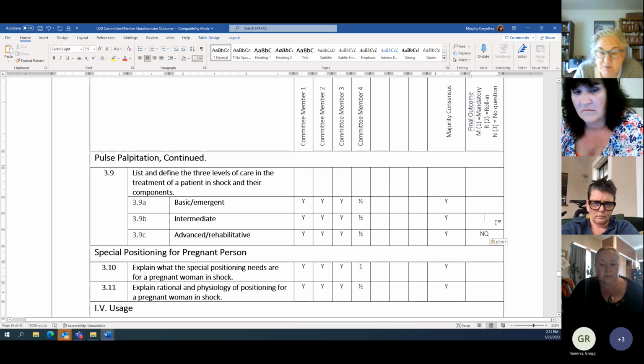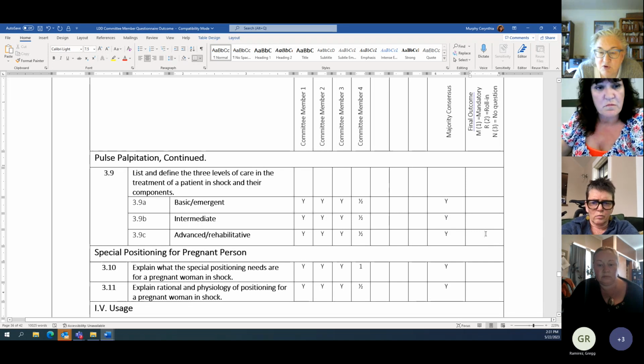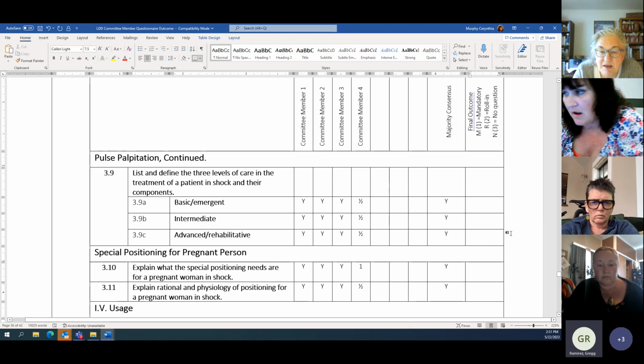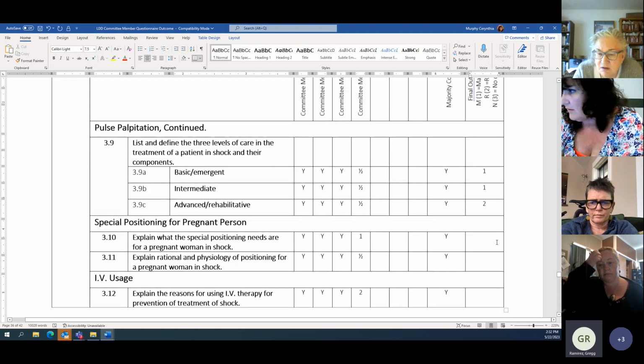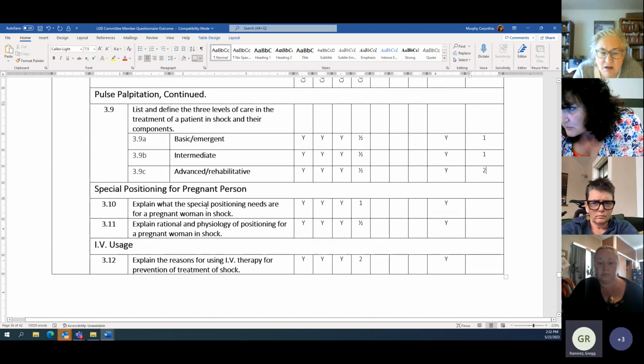So that looks like people really like, well, I don't think that advanced is no. Oh, okay, sorry. I think that just because it's not within our scope doesn't mean we couldn't have a question on it. So maybe it looks like everybody agrees that it's important on all of those. So I would make at least the first 2 1s and maybe advanced rehabilitative a 2. Sure. Okay. Explain what the special positioning needs are for a pregnant woman in shock.